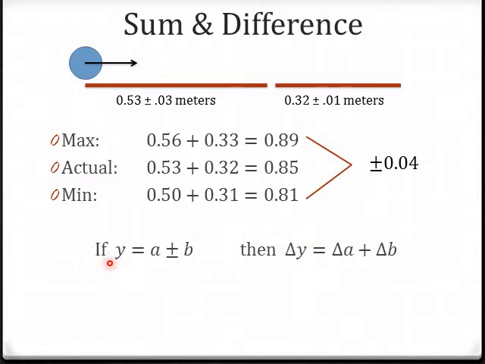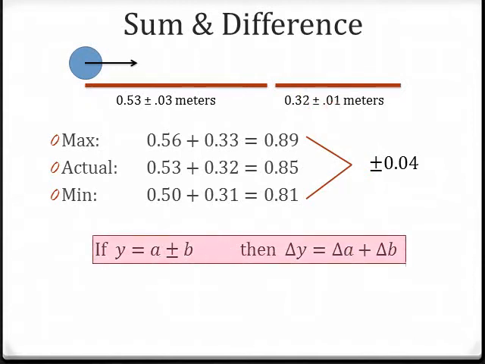So y is the new calculated value. In this case, it would be the total track. Delta y is the uncertainty in this new calculated value. Delta a is the uncertainty of a, the first value. This would be 0.03 in our example. Delta b is the uncertainty of b, which is the second number, 0.32 in our example, so the uncertainty for delta b is 0.01.